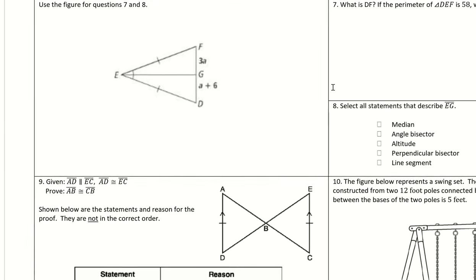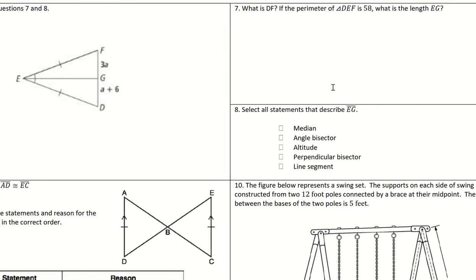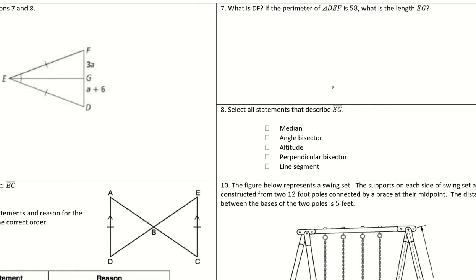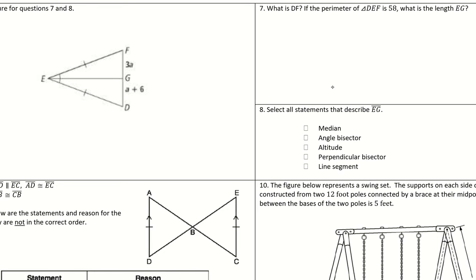All right, use the figure for questions 7 and 8. What is DF? If the perimeter of triangle DEF is 58, what is the length EG? Okay, so we're looking for DF. In this case, notice that these two sides are congruent, which means that this is an isosceles triangle, which means that these two angles are congruent.